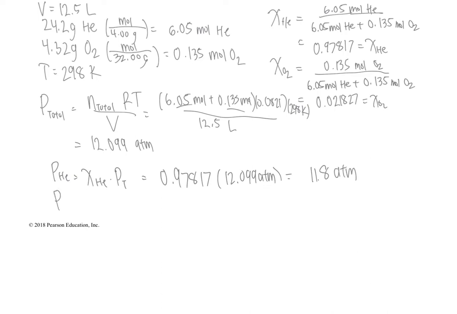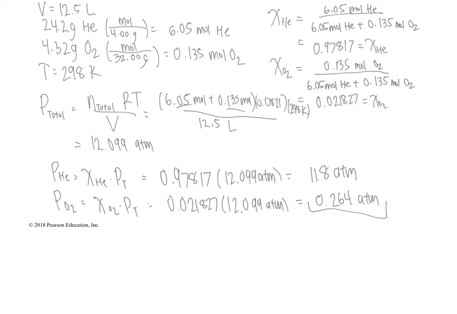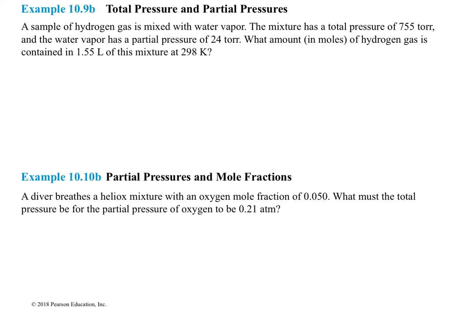The pressure of oxygen is equal to the mole fraction of oxygen times total pressure, so 0.021827 times 12.099. And that gives me a partial pressure for oxygen of 0.264 atmospheres. And then those should both add up to the total pressure, which they do. I'm going to pose these problems, so feel free to press pause, and then in about 10 seconds the answers will show up and I'll go over them.